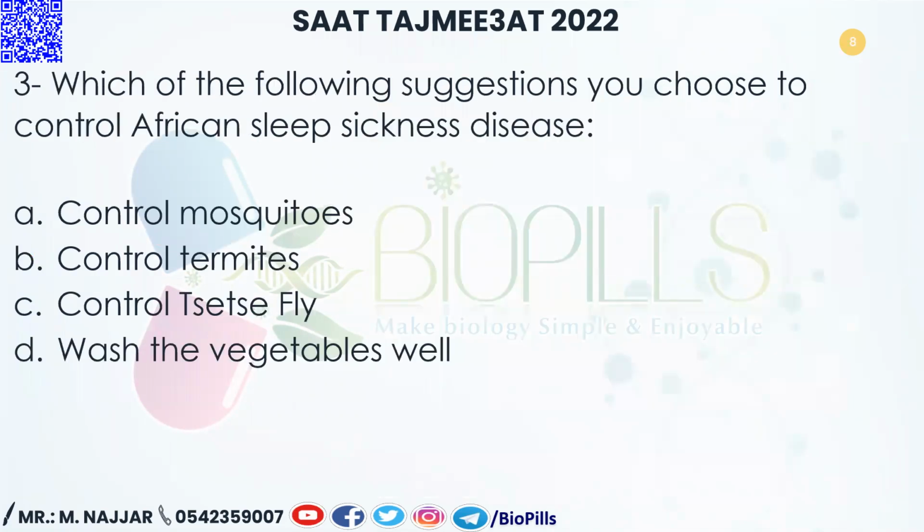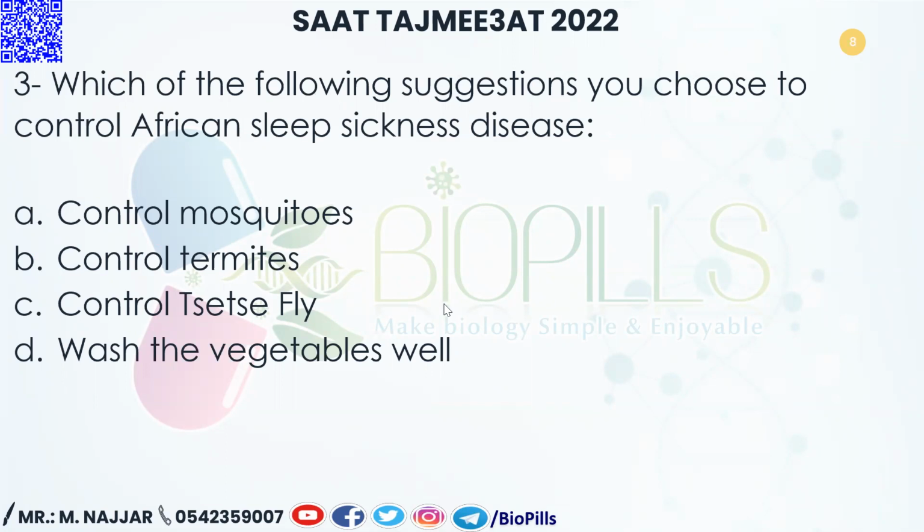Question number 3: which of the following suggestions would you choose to control African sleeping sickness disease? A, control mosquitoes. B, control termites. C, control tsetse fly. D, wash the vegetables well. For sure, he is now testing you about the disease transmitting agent, which is the tsetse fly. If you don't know that the tsetse fly is the fly that is transmitting the disease, you may not be able to answer the question properly.